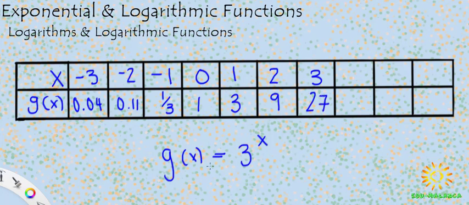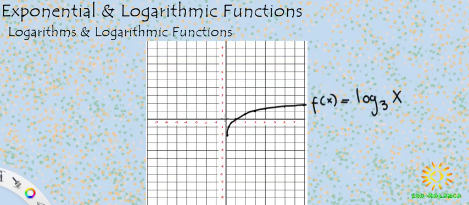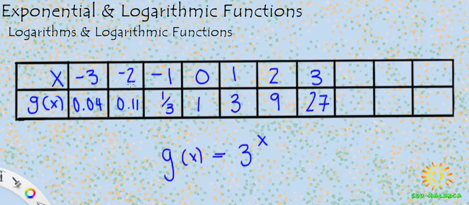Let's plot these values on the Cartesian axis as well then. We're again going to start with our y-intercept, and that is where x is 0, y is equal to 1. So let's plot it. When x is 0, y is equal to 1. This is the point. Let's continue. We're going to go to the negative values. When x is -1, y is 1 over 3. And when x is -2, y is 0.11.